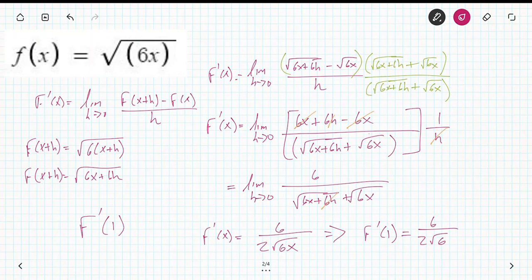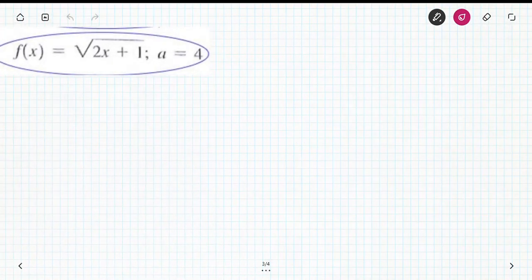So let's go into one more example, and let's see what happens.